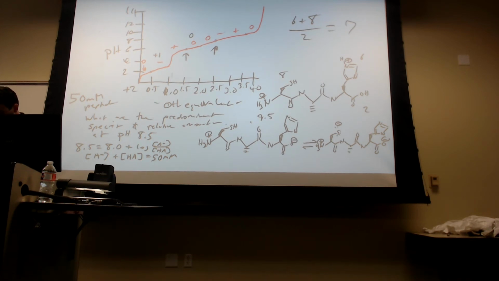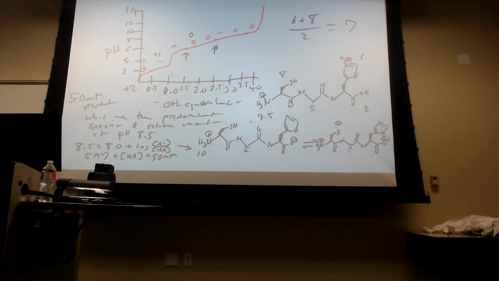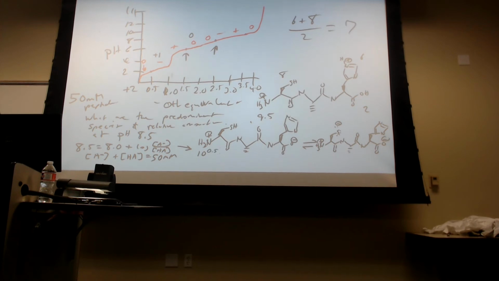The best one to do is to solve this first. So we would subtract, and you get 10 to the 0.5 equals A minus over HA. What I did here is I subtracted this over here and got 0.5. To get rid of a log, remember you take 10 to that power. That's why I said 10 to the 0.5. This is our ratio.